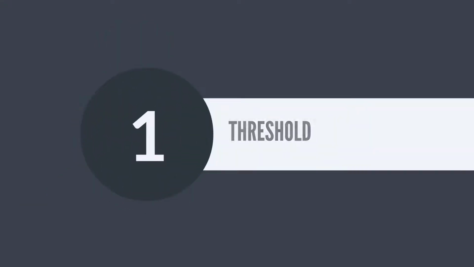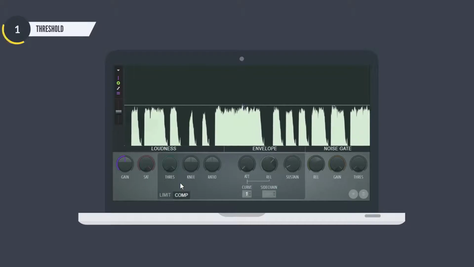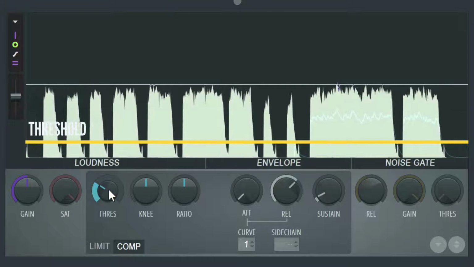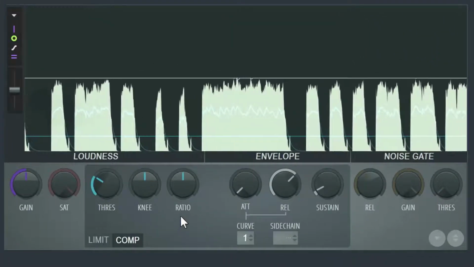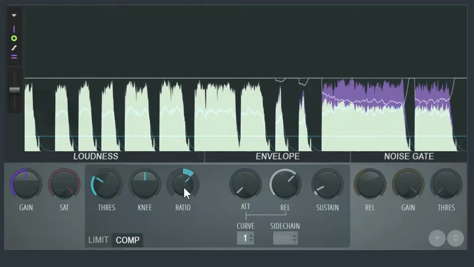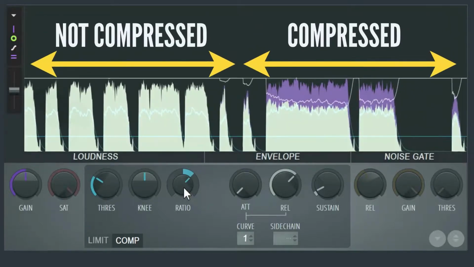The first one is the threshold. The threshold sets a limit. Everything that passes this limit will be compressed by a certain amount. This amount is called the ratio, which is the second parameter. In this example, we set the ratio to 2 to 1. Now every signal that exceeds the threshold by 2 dB will be compressed down to 1 dB.